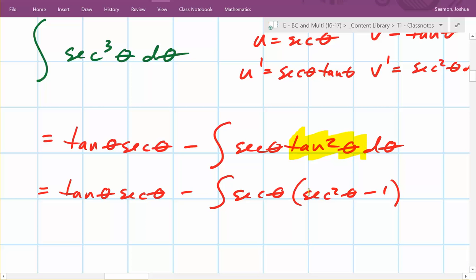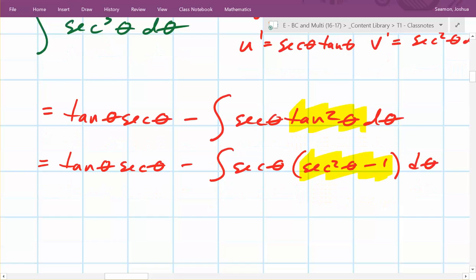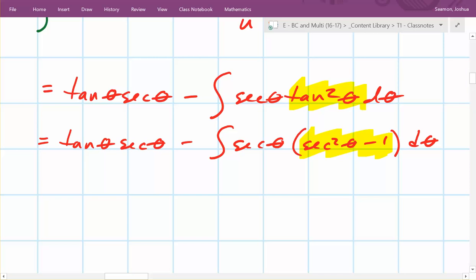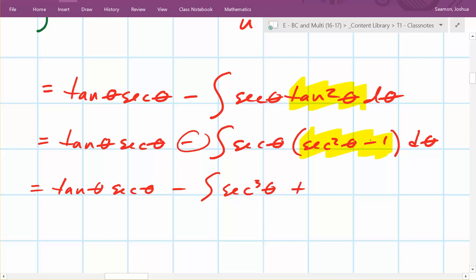This right here is the same thing as that. Do you agree with that? Are you with me so far? So that's d theta. And now, what do you do now? You just distribute: tangent theta secant theta minus the integral of secant cubed theta, plus, because of this and this, the integral of secant theta d theta, right?